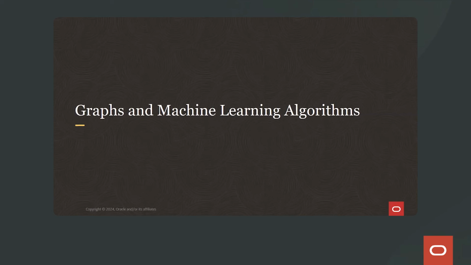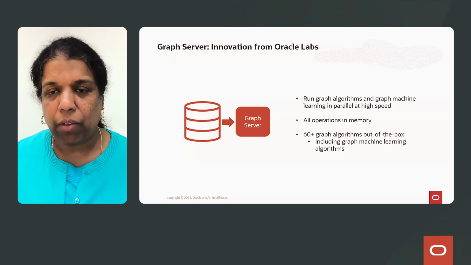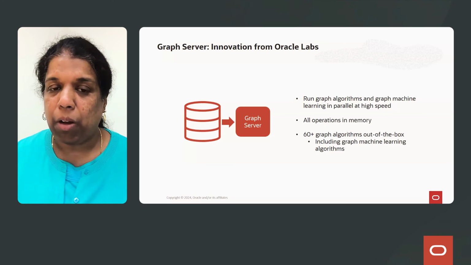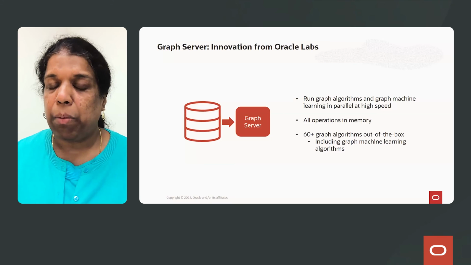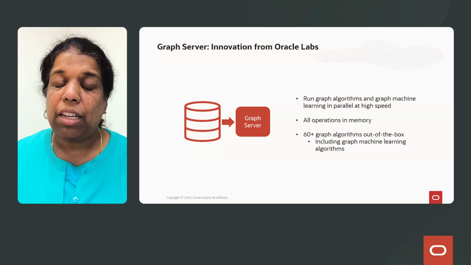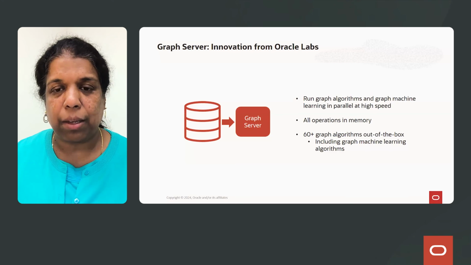...which is taking the world by storm. I talked about algorithms, I talked about PageRank and community detection algorithms. We also have graph machine learning algorithms that are available out of the box that you can invoke with Java or Python APIs. And these are pre-built algorithms, and they run in Graph Server, which is an innovation from Oracle Labs that is available with your Oracle database license. So you can load your graph from your database into Graph Server to run these algorithms.